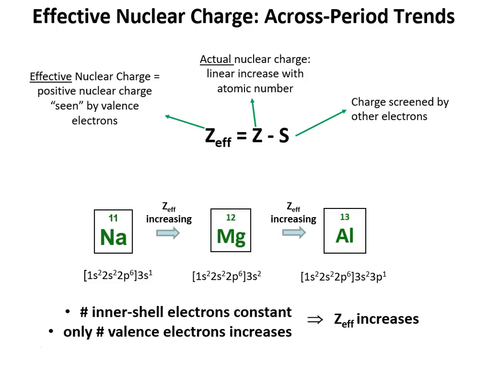We're having to add an electron every time we add a proton. Each electron we added didn't screen that full single unit positive charge as well as the one before. And so Z effective went up because S went down. So that's the across trend.